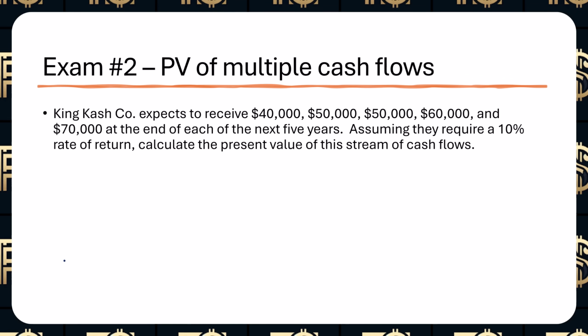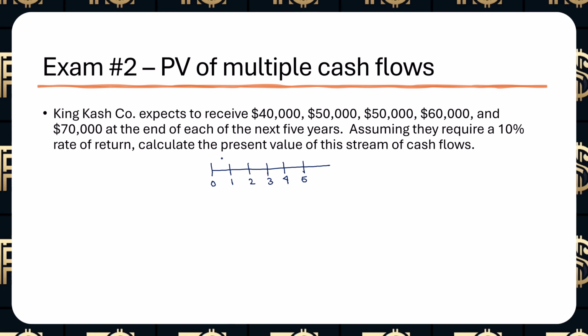King Cash Co. expects to receive $40,000, $50,000, $50,000, $60,000, and $70,000 at the end of each of the next 5 years. Assuming they require a 10% rate of return, calculate the present value of this stream of cash flows. First, we want to visualize the cash flows, so we'll go ahead and draw a timeline.